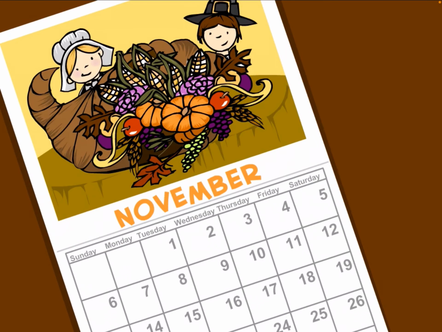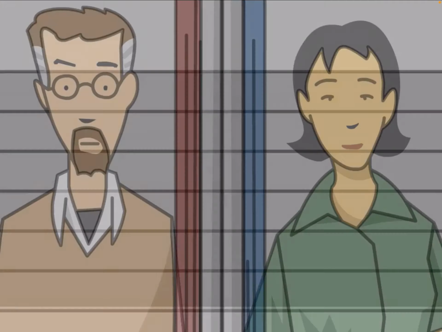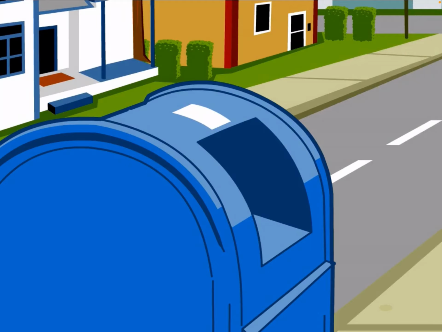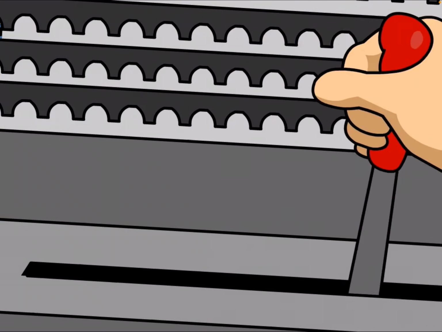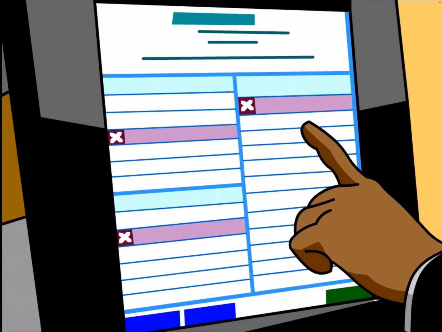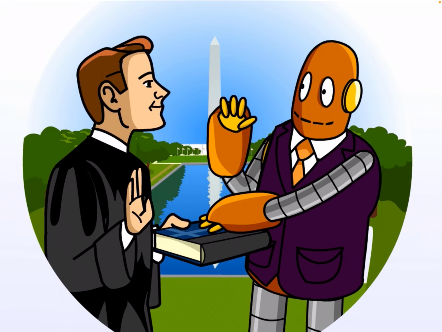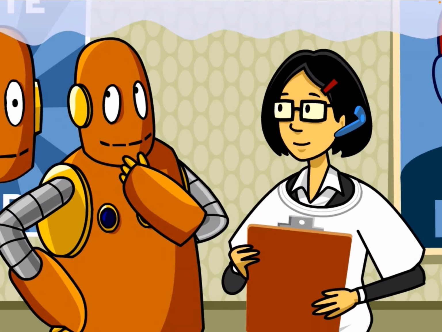It falls on the first Tuesday in November, as long as it's not November 1st. Votes are counted up from polling stations across the nation, and from mail-in ballots, and the winner is usually announced pretty late at night. Then, on January 20th, Inauguration Day, they officially take office.